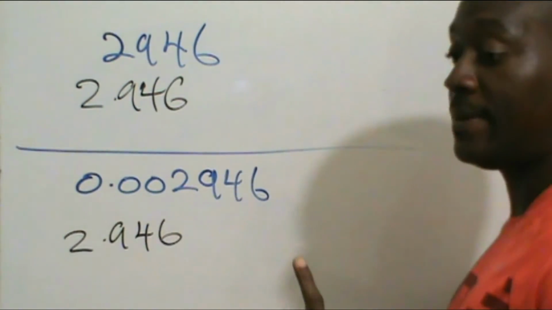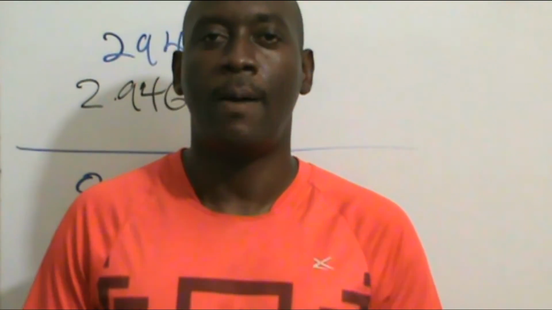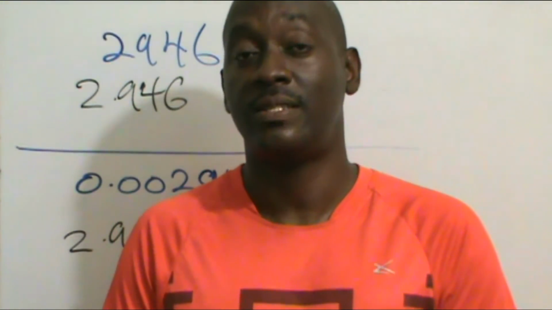The next step is to count the number of movements that it took to get your decimal point behind the first significant figure. Let me repeat that. Step 2: count the number of movements that it took to get the decimal point from where it was in the decimal form to a position immediately behind the first significant figure.